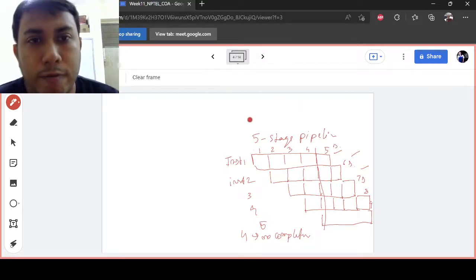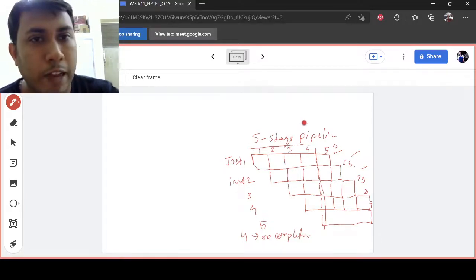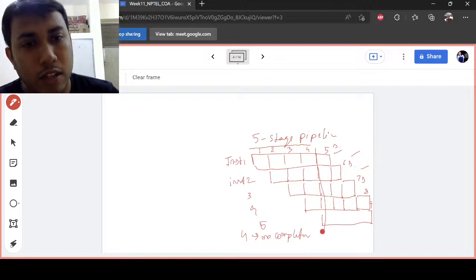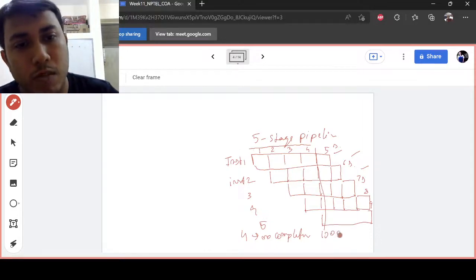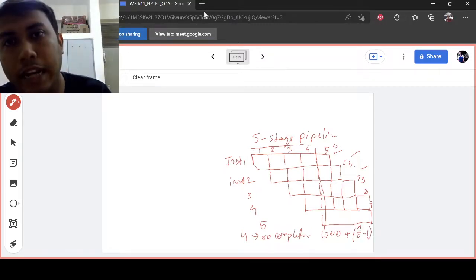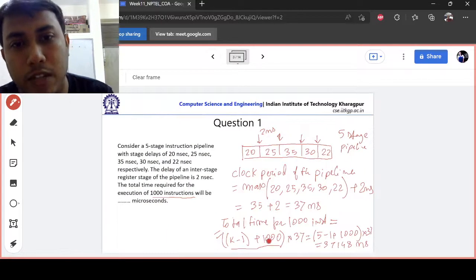So the only thing is, this is the extra time period that is required. This 4 is the extra time that is required. After that, every instruction gets completed in 1 second. So every instruction gets completed in 1 second is 1000 plus this 4, right? This 4 will be added on. That is 5 minus 1, 5 is the stage delay. So from there comes this formula: k minus 1 plus 1000.